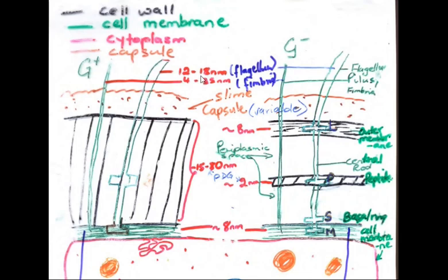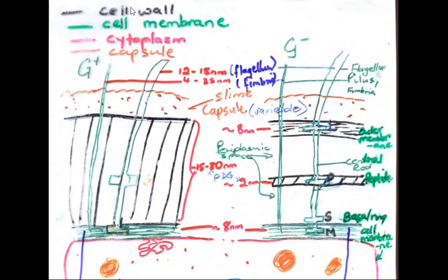Now, I've also given you the dimensions. A flagellum could be 12 to 18 nanometers thick, while a fimbria, depending on whether the organism is reproducing or not, can be 4 nanometers up to 35 nanometers.